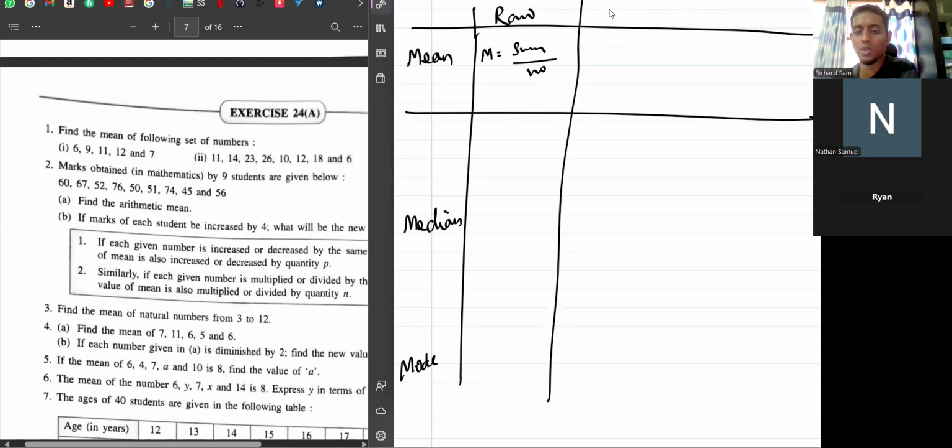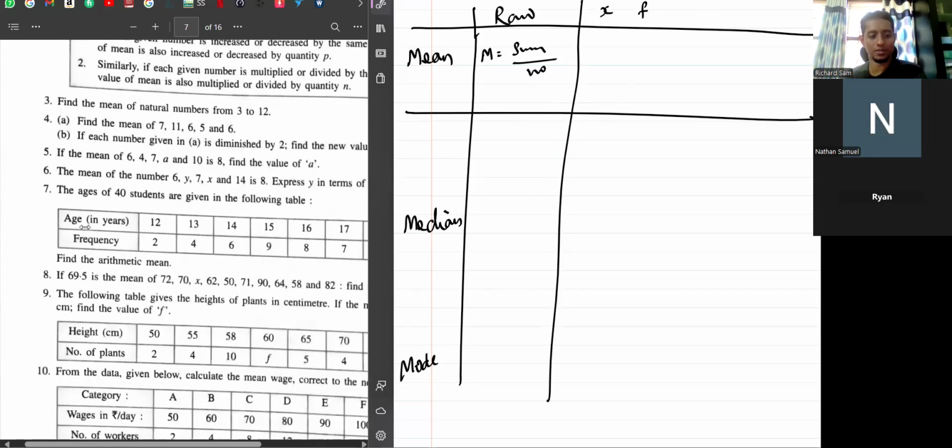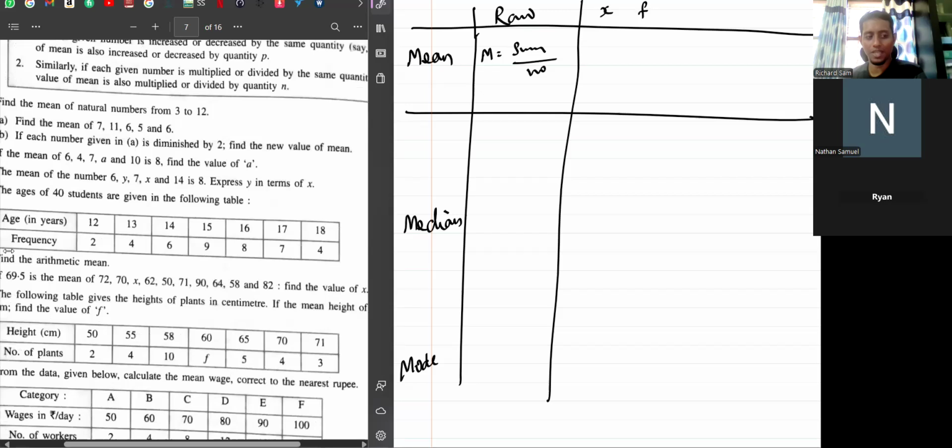Okay. Next, they'll give you x and f. So a table like this, where x is some data and f is the frequency. So how will you find the mean for this kind of data? Summation fx divided by summation of f. That's the formula.